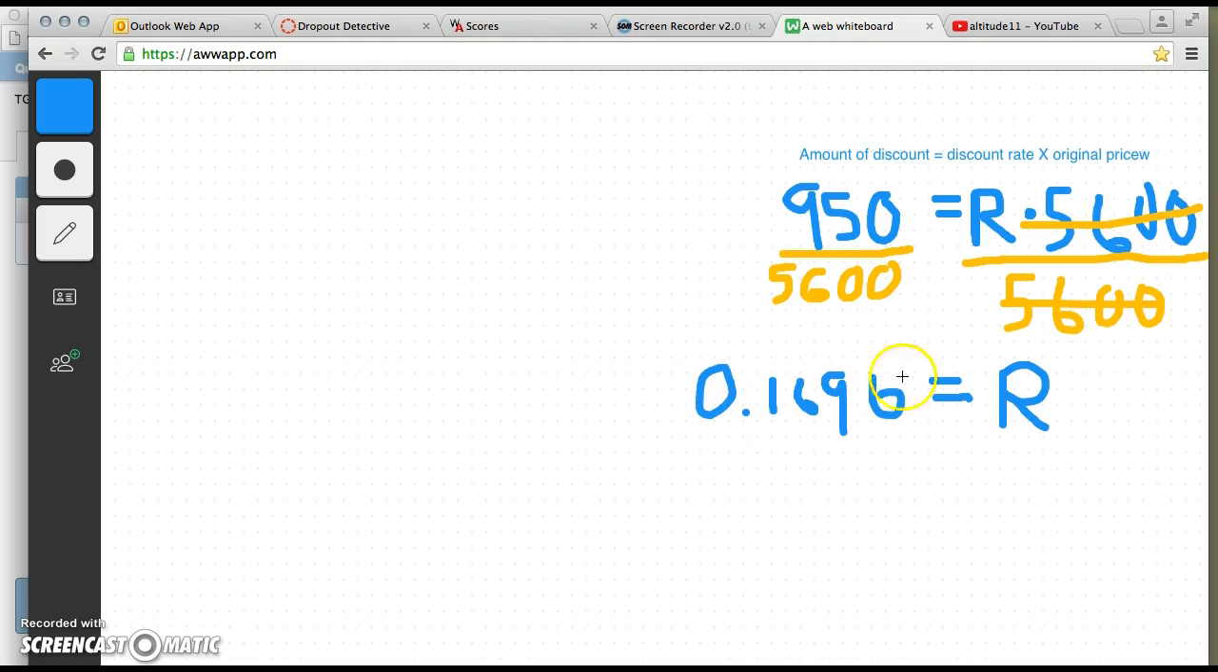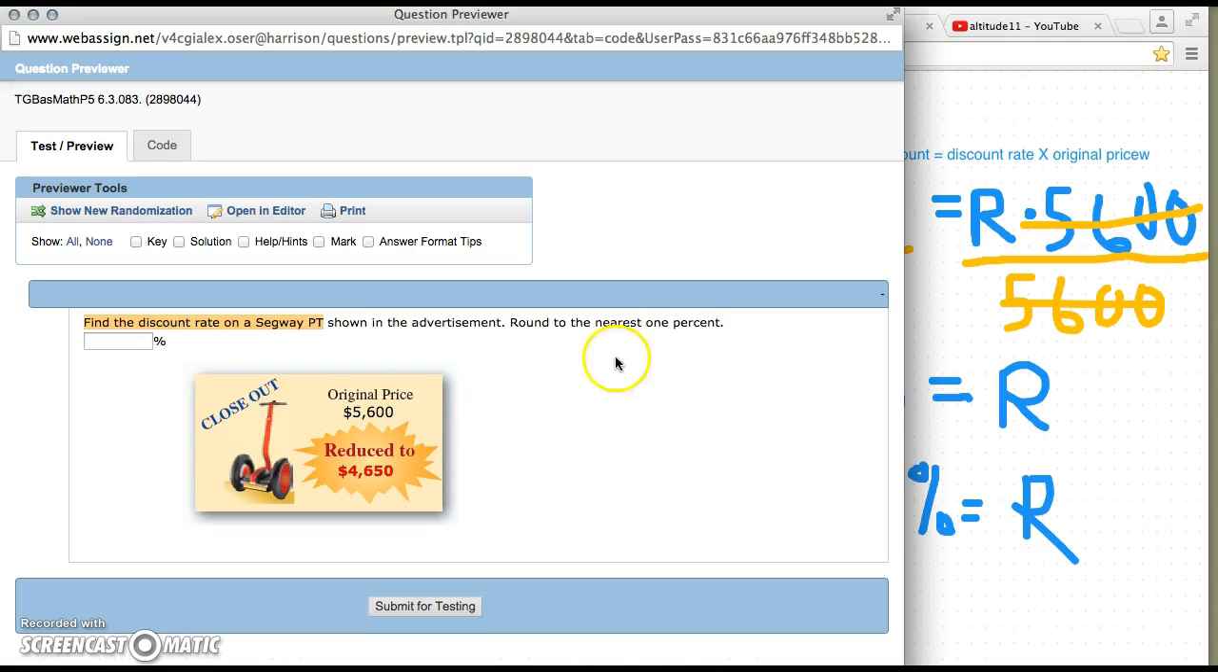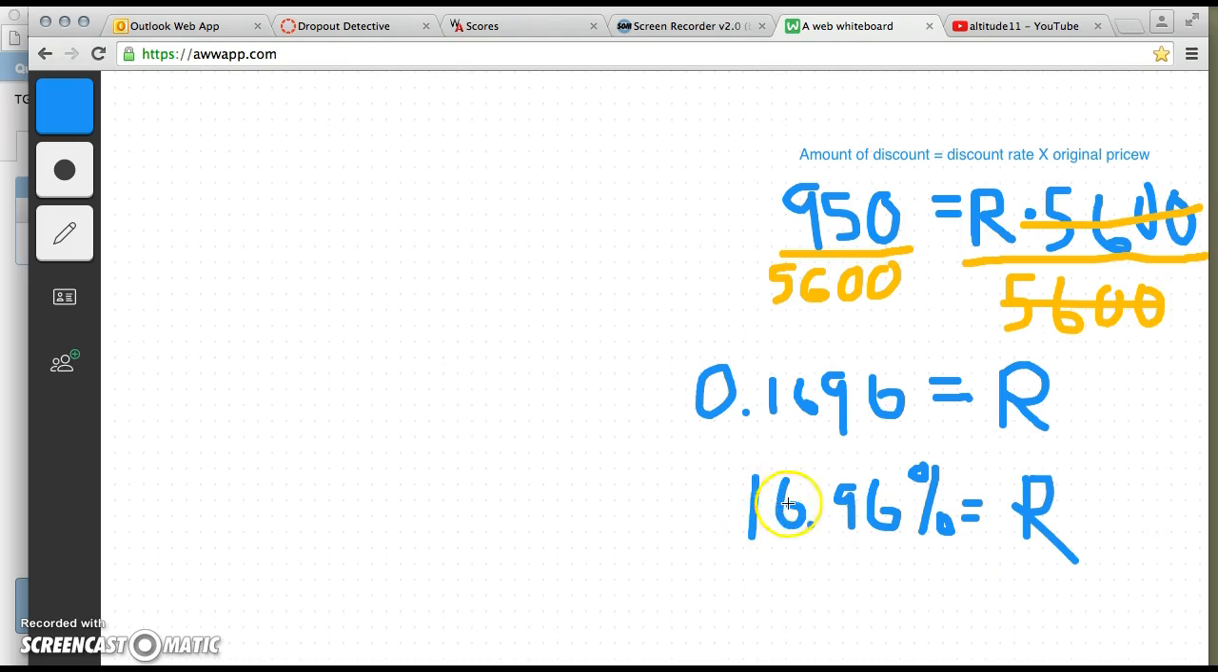Remember that this is a rate. It is a numerical rate. We're interested in a percent, so we would need to multiply this number by 100, aka move the decimal 2 spots to the right to get a percent. So this is the same thing as a 16.96% rate. And I believe at the bottom of the problem it did say to round to the nearest 1%. Since we're at 16.9, our final answer then would be 17%. We would have to round up.